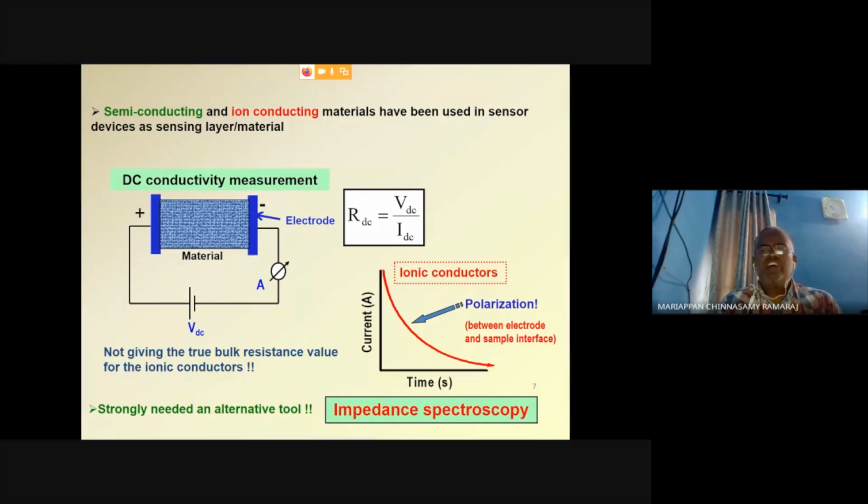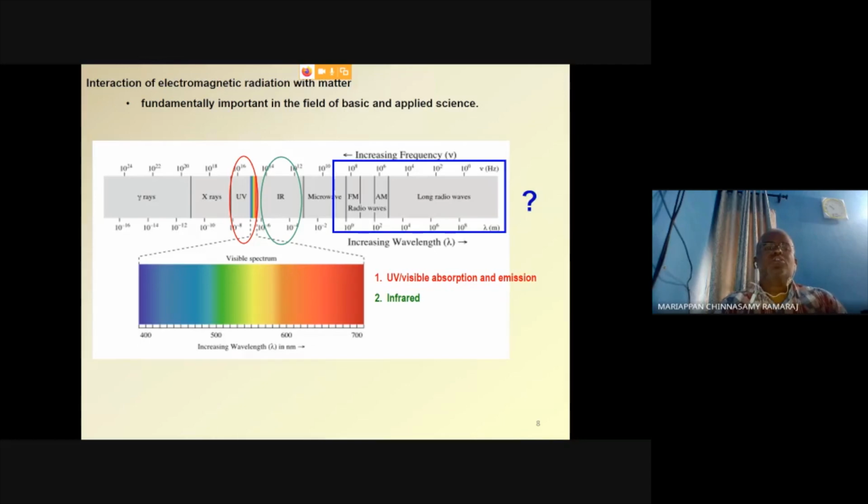Okay, so here what is happening? What is impedance spectroscopy? A little bit of physics. When electromagnetic radiation interacts with matter, what is happening here? Electromagnetic radiation has a wide frequency range, like white light, the whole spectrum. At very high frequencies, you have gamma ray, X-ray, UV, visible, IR, microwave, radio waves. So these are the electromagnetic radiation.